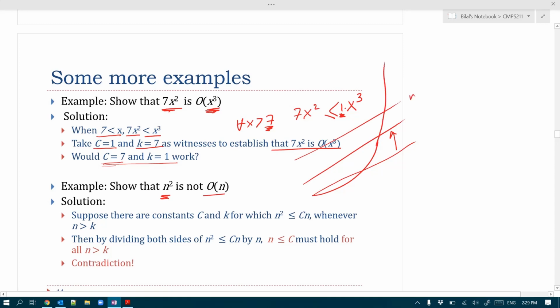Whether it's n or c2 times n or whatever you choose, you will see that your n squared function would always exceed it.